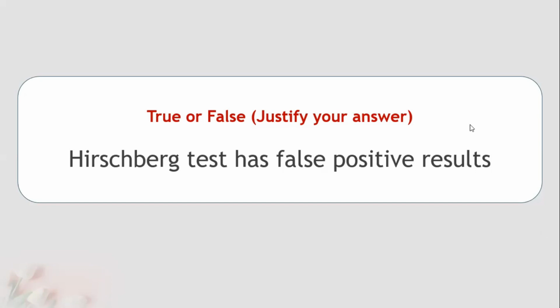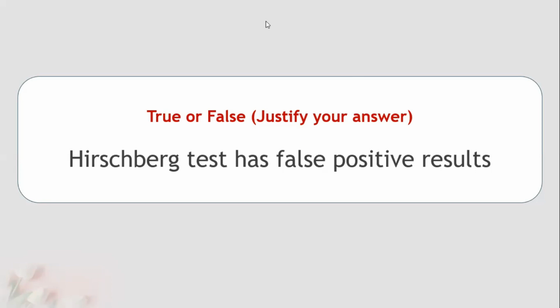True or false? So I think you all agree it's true. Okay, and yes, it's true. And justify your answer. What's the meaning of false positive results? Here I was trying to confuse you, because we mentioned positive regarding the angle. But here, when I say a test, this is in general. When I say a test has false positive results, what does this mean? It means that the result shows that there is a disease, but actually there is no disease.